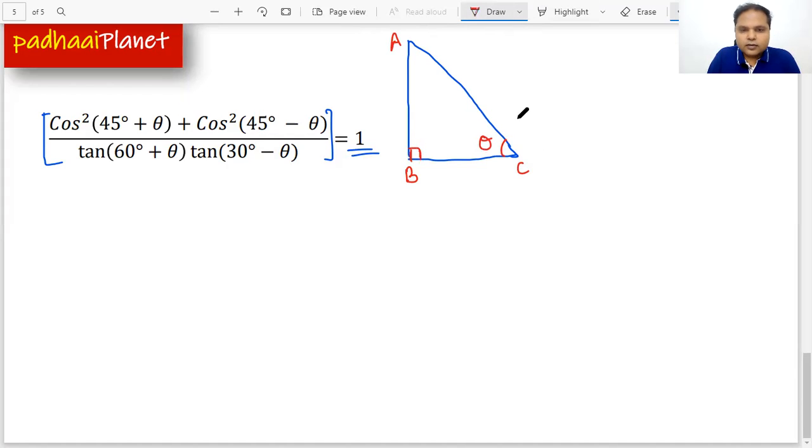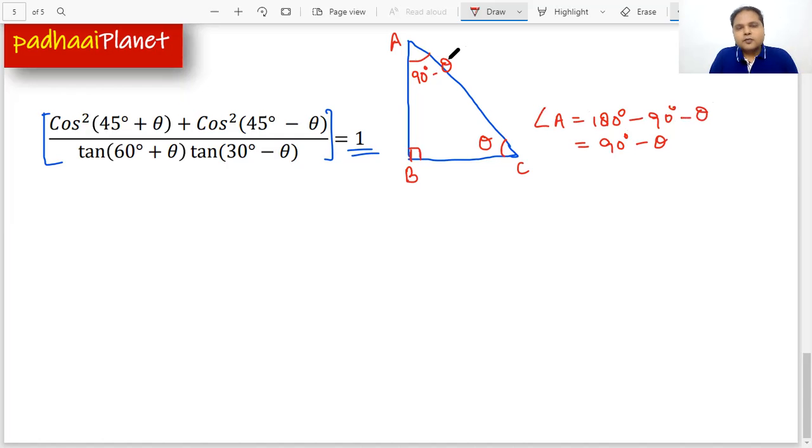Now we know that the sum of all the angles of any triangle is always equal to 180 degree. If we try to find out the value of angle A, that will be 180 degree minus 90 degree minus theta. Or we can say that angle A is equal to 90 degree minus theta, correct? So this is going to be 90 minus theta.